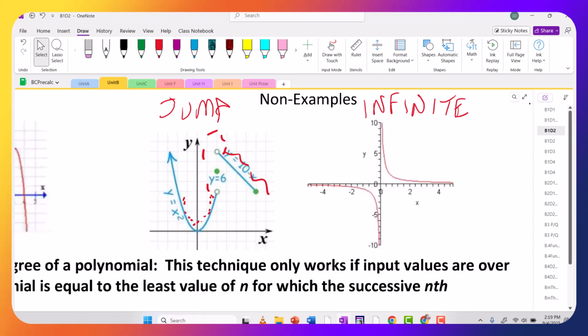And then this is an infinite discontinuity. I think no, wait a minute. I don't think you've ever seen this before.